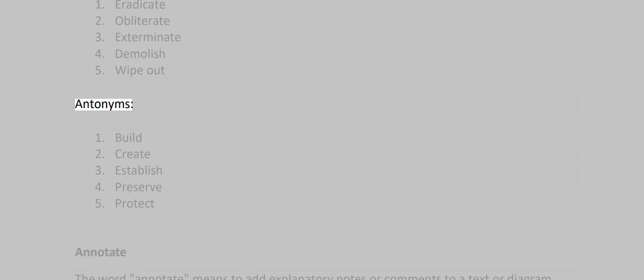Antonyms. 1. Build. 2. Create. 3. Establish. 4. Preserve. 5. Protect.